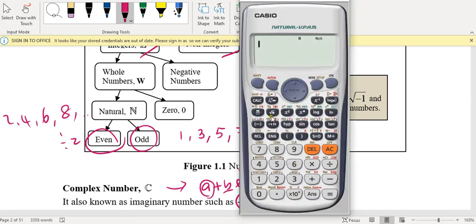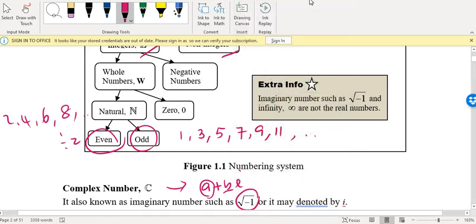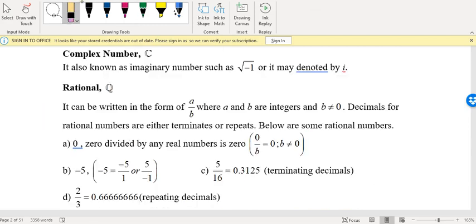On your calculator, let's press square root of negative 1. What do you expect? Your answer will be a math error. Math error means that the calculator can't read it. So please remember, square root of negative 1, you don't put as no solution. It is actually the imaginary part, which is represented as i. Is it okay?